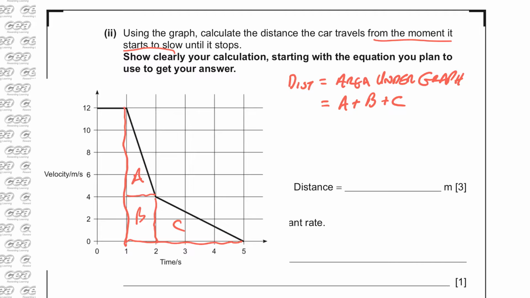It's 1 second wide and 8 seconds tall, so it's a half times the base times the height. And we're adding that to B, and B is just a rectangle that's 1 wide and 4 tall. Adding that to C, and C is 3 wide and 4 tall, so it's a half times 3 times 4. So the first bit comes to 4, the second bit comes to 4, the third bit comes to 6, so that is a total of 14.